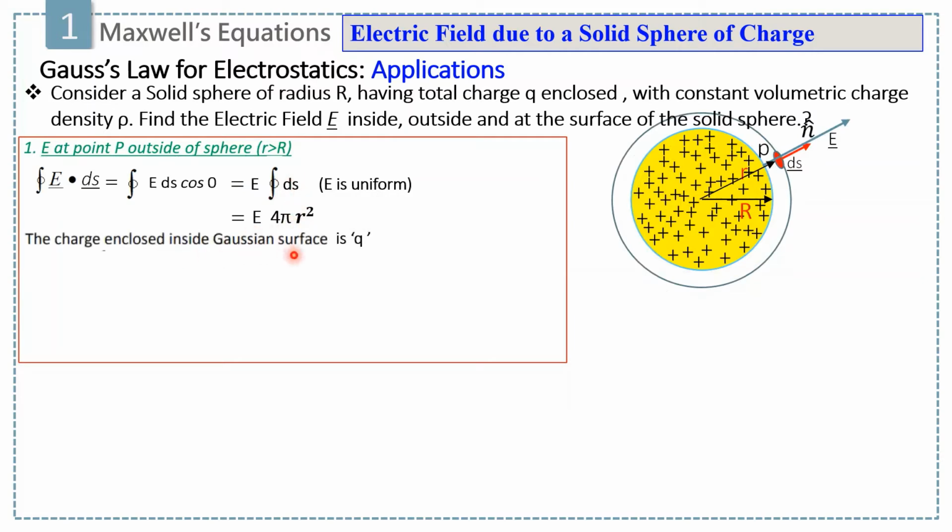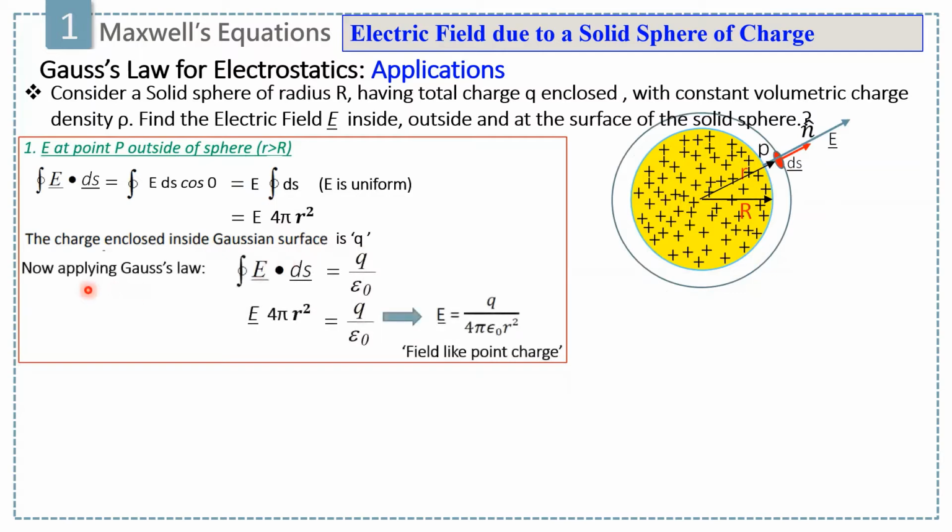The charge enclosed by the Gaussian surface is q. And now by applying Gauss's law, closed integral E dot dS is equal to q over epsilon naught. By equating Gauss's law with this derived equation, we get electric field is equal to q over 4 pi epsilon naught r square. Here we can see that the field outside of the sphere is like that of a point charge. And the second result is that this is also the same field as in the case of the charged shell when we found the electric field outside of the shell.